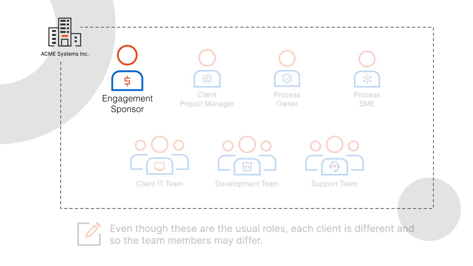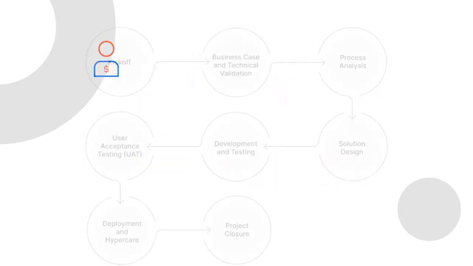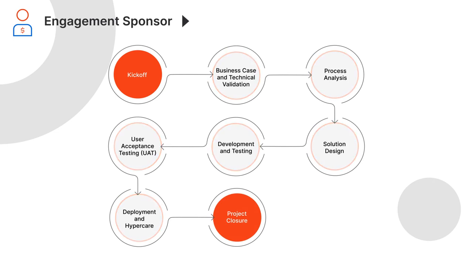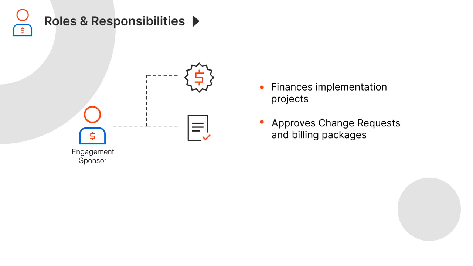Engagement sponsor will be our first role to explore. Engagement sponsors are involved at kickoff and project closure. However, they are in the loop throughout all implementation stages as they must know of any changes or blockers. Engagement sponsors finance implementation projects and handle approving change requests and billing packages. Lastly, the engagement sponsor signs off on project completion.